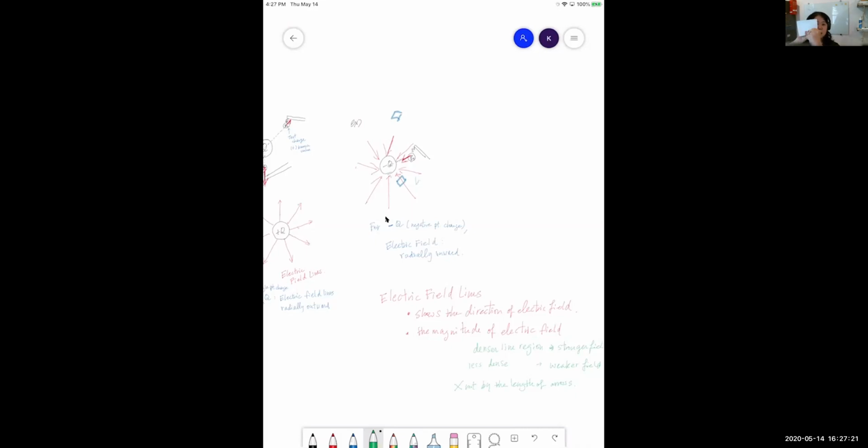So if it's a point charge that's closer, you're going to see that a lot of lines are passing through, but if you put it farther away, you know that there's going to be less amount of lines passing through. So the density of lines represents the magnitude of the electric field. It is not the length, okay? So let's see.